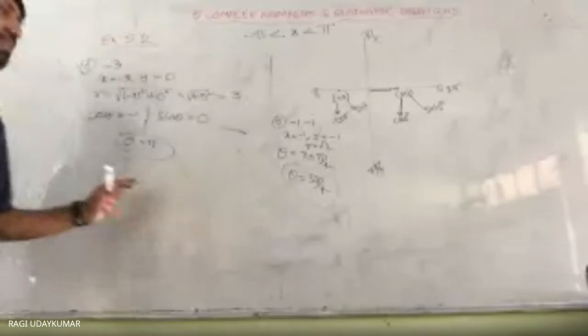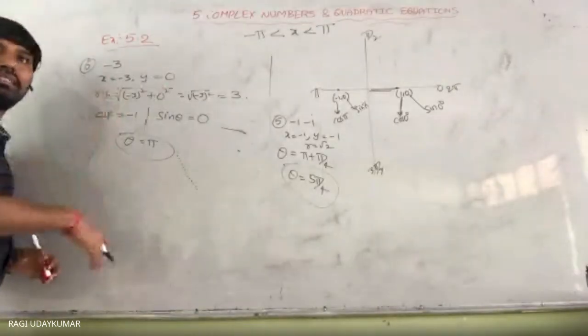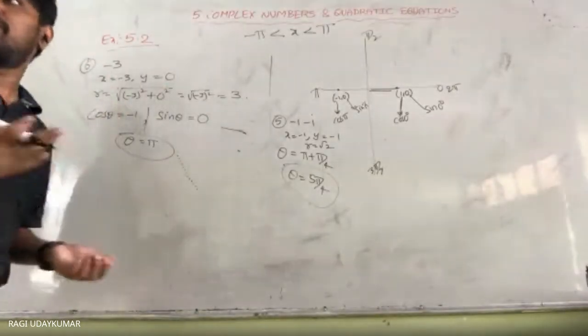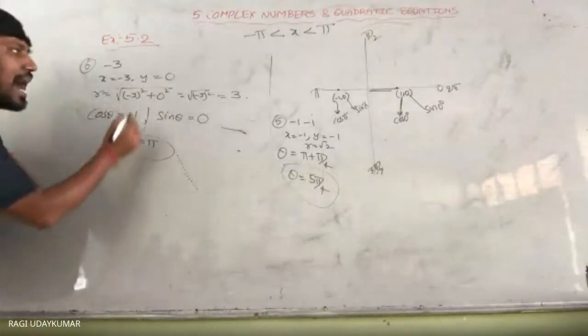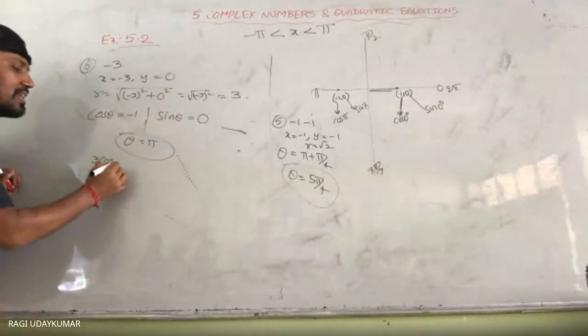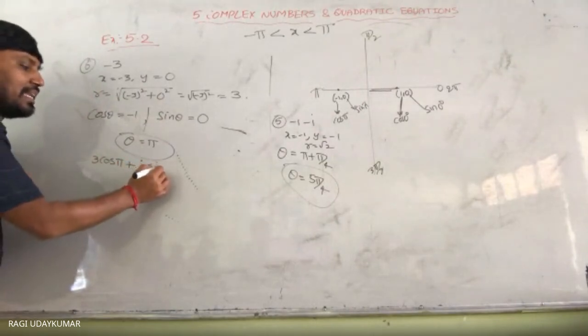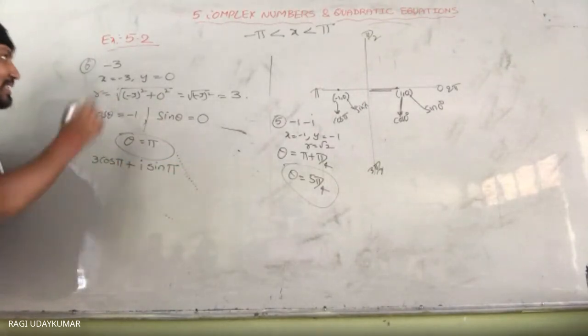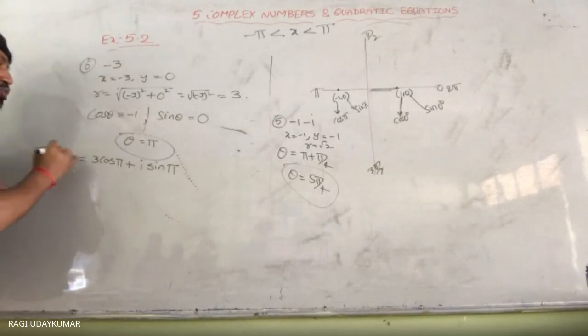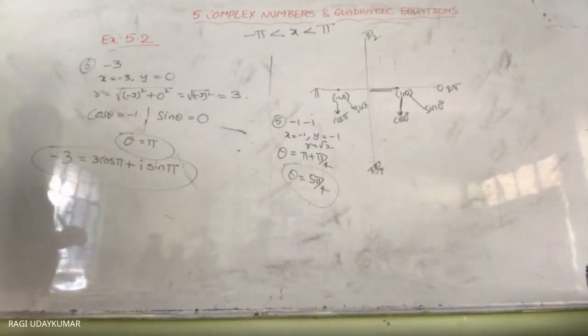Is it clear to you? Theta equals pi. Then you have the argument and modulus. What is the polar form? r cos theta plus i sin theta, that is 3 cos pi plus i sin pi. That is how the number -3 can also be written.